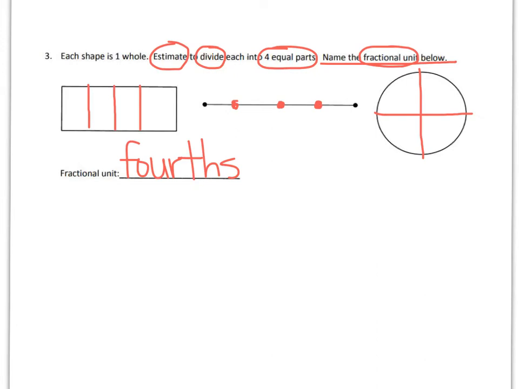Your work should look similar to the answers that I just did on my own paper. My rectangle I broke up into fourths, my circle I broke up into fourths, and the fractional unit that I used would be fourths. That would be my fractional unit. So make sure that you have the correct answers. I'm pretty sure that most of you do because I am going around checking your work and talking to you if you don't. But if there's any confusion, just raise your hand and I'll come over and help.